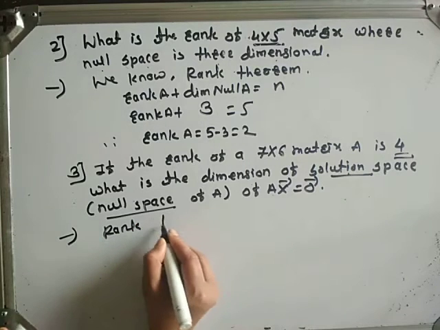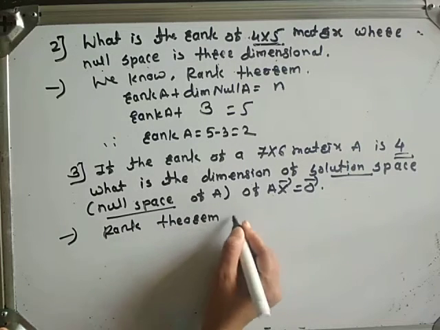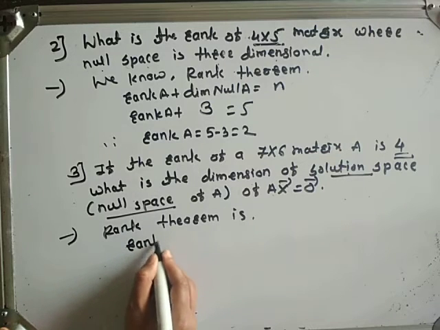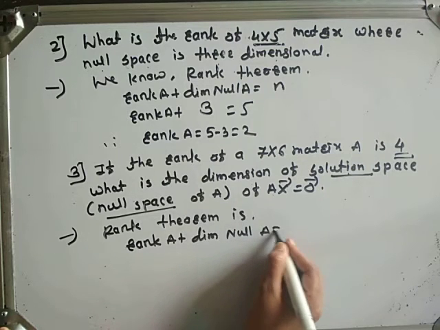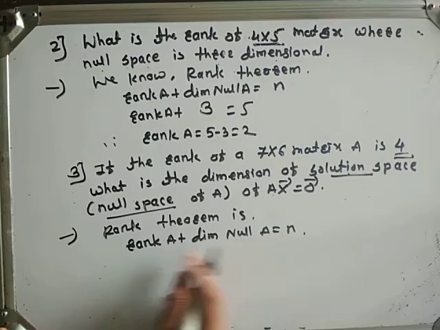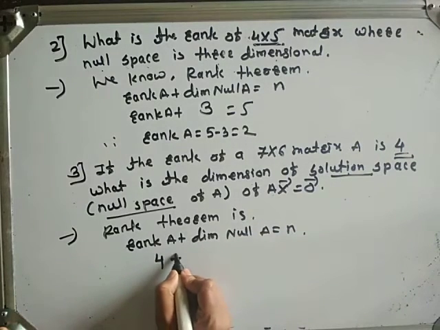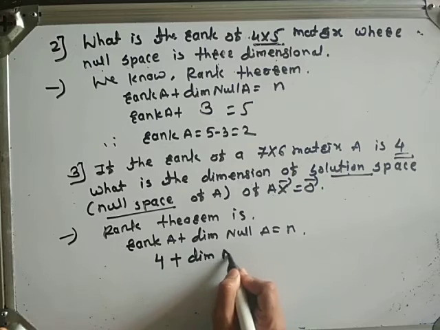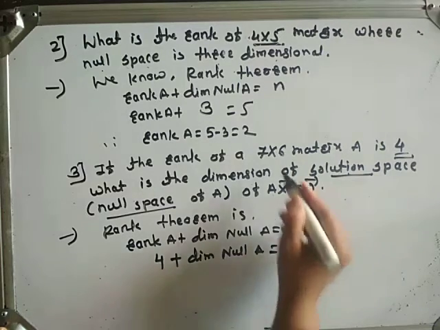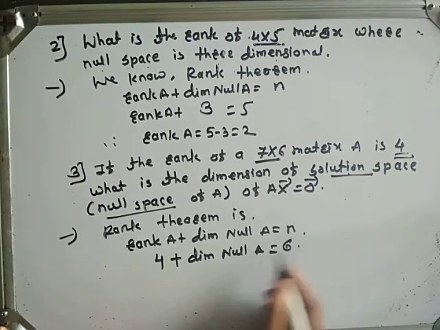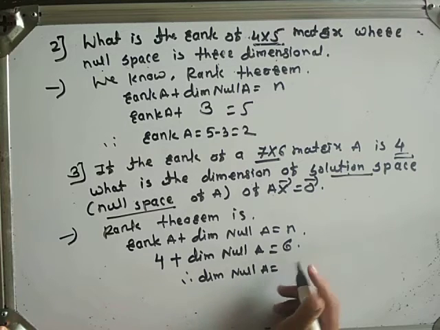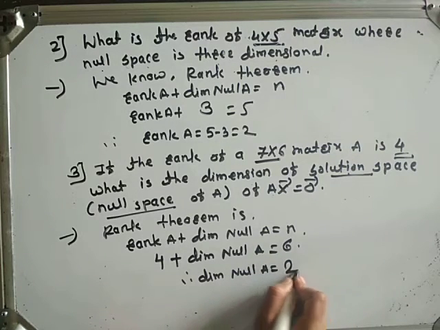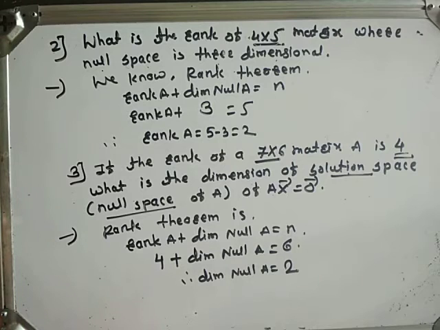Rank theorem is rank of A plus dimension of null space of A is equal to n. Here rank of A is equal to 4, plus we have to calculate dimension of null space of A, which is equal to, here number of columns are 6. Therefore dimension of null space of A is equal to 6 minus 4, which is 2. Therefore dimension of null space of A is equal to 2.